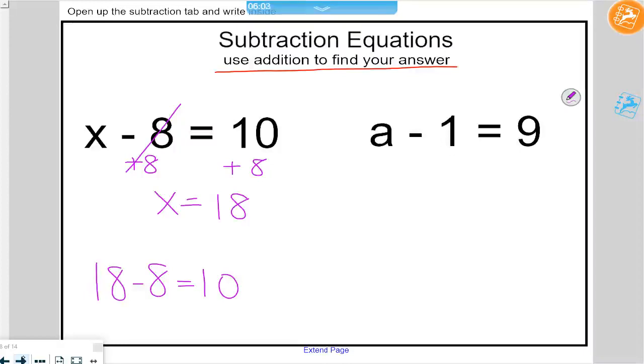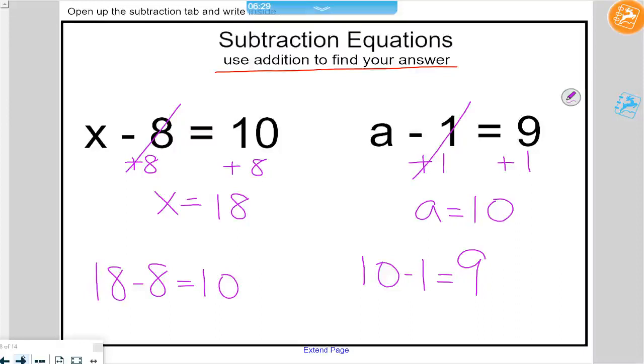We can come over. A minus 1 equals 9. Opposite of minus 1 is plus 1. We're going to cancel that out. A equals, and, I did that backwards. 9 plus 1 is 10. So if I put 10 minus 1, it equals 9. All in a correct form. All right, let's keep going here.